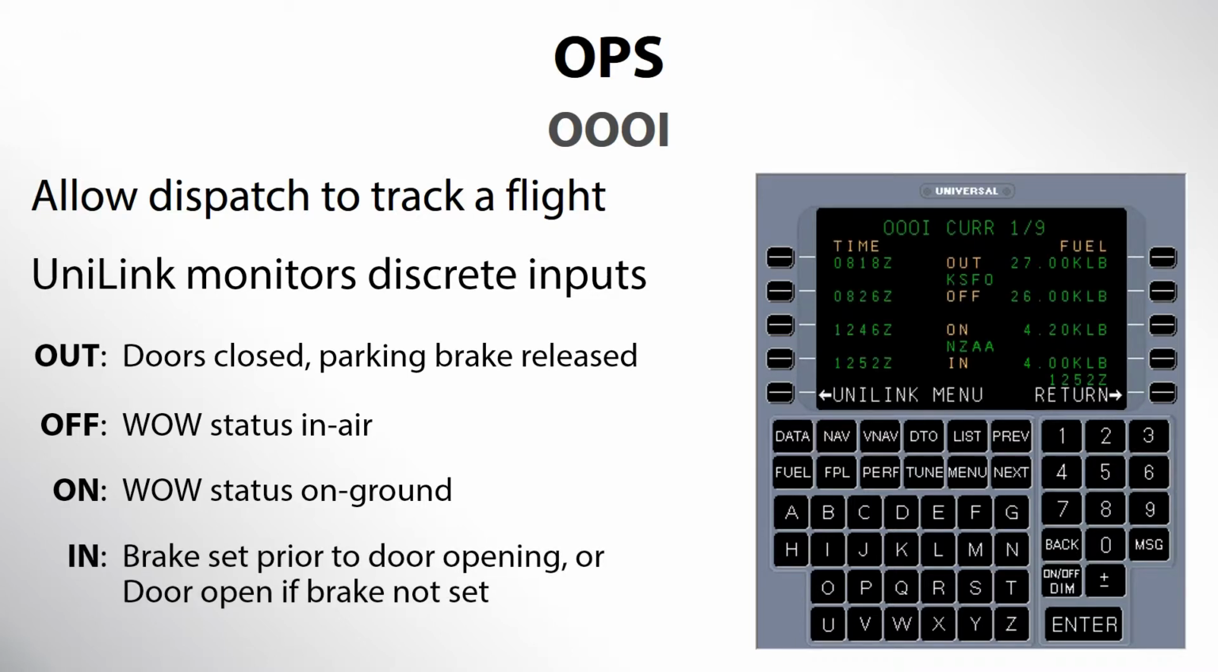Opening the doors will generate an in report that includes the in time, fuel on board, departure airport, and destination airport. The in time that is recorded for the in event is the last time the brake was set prior to the door opening, or the time that the door opens if the brake was not set.